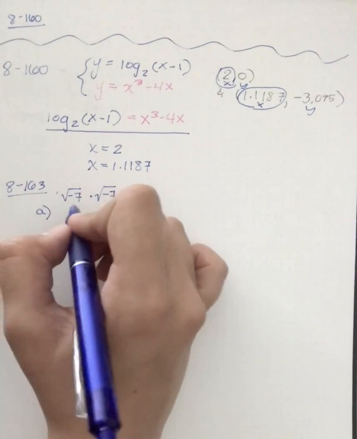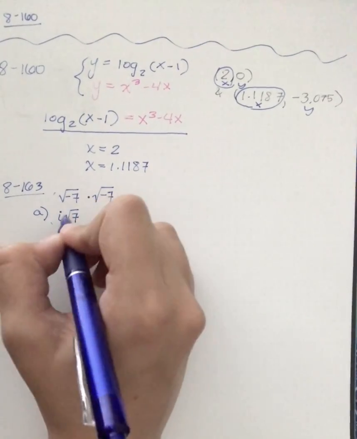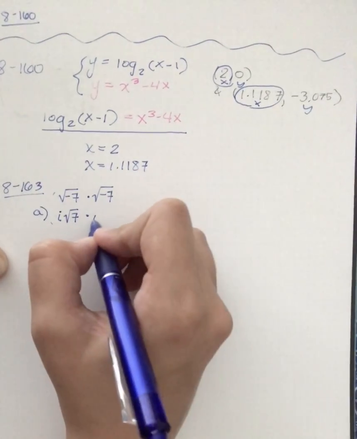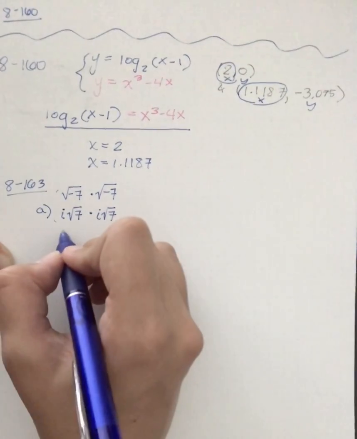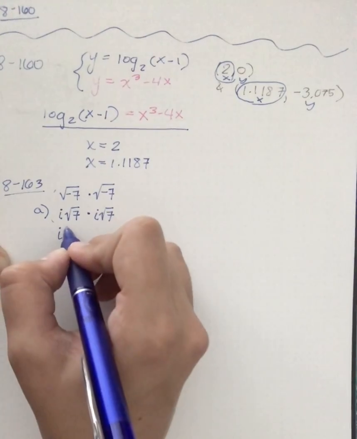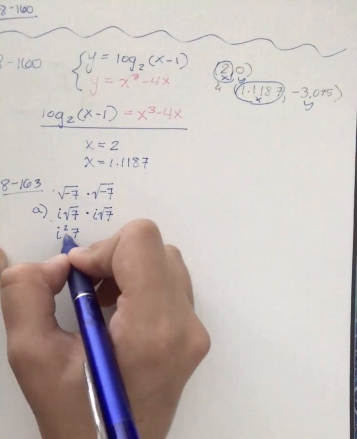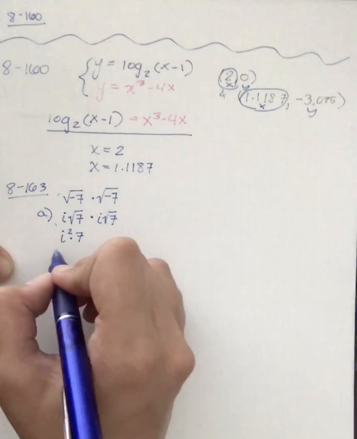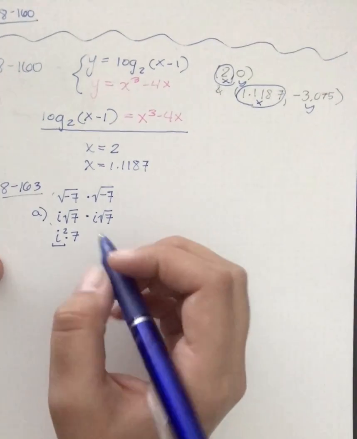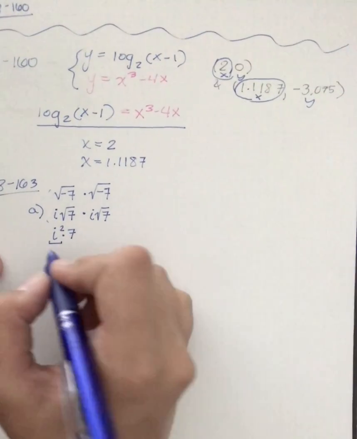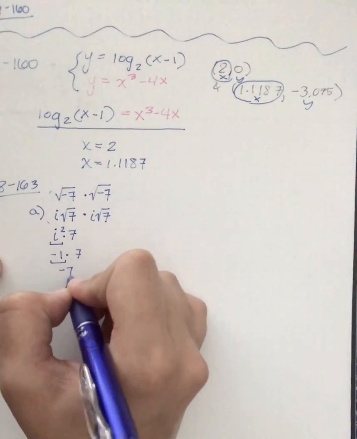So recall that this is going to be the same as i root 7, right? i takes care of that negative portion, times i root 7. We can simplify that. We'll get i squared, and root 7 times root 7 is just 7. Then we can remember that i squared is the same as the square root of negative 1 times the square root of negative 1. So we're going to get negative 1 times 7, which is negative 7.